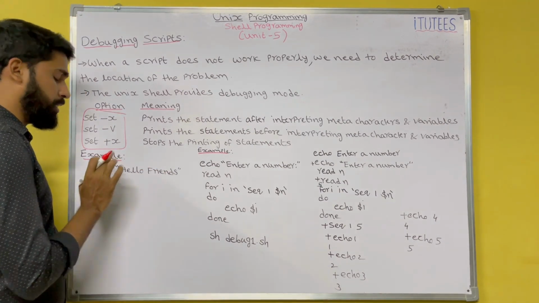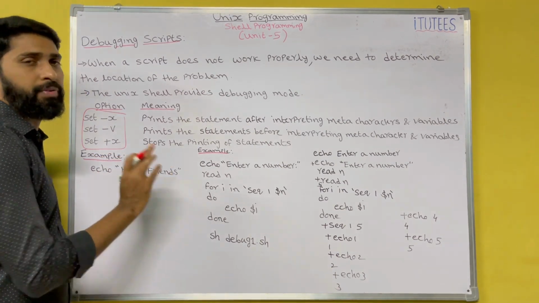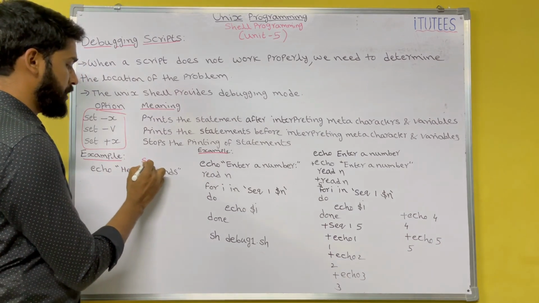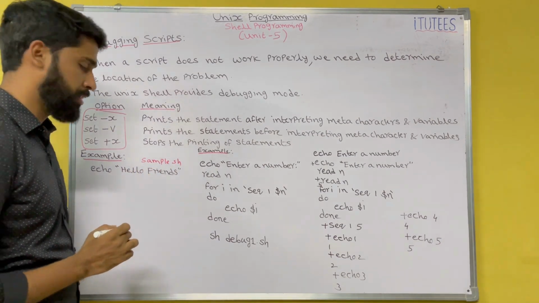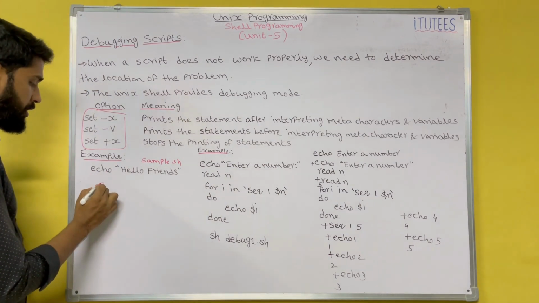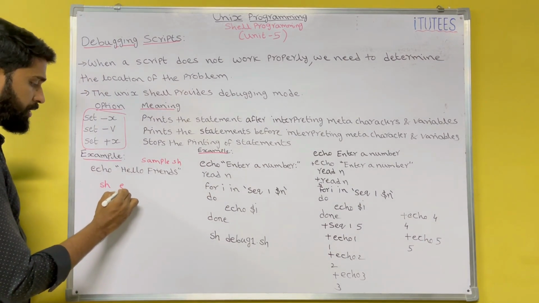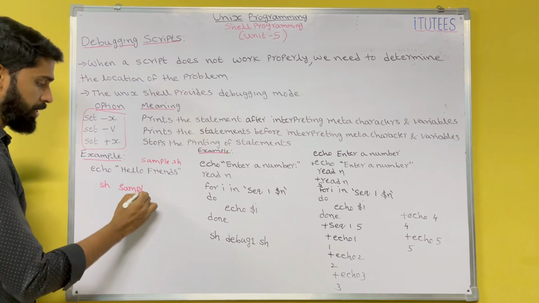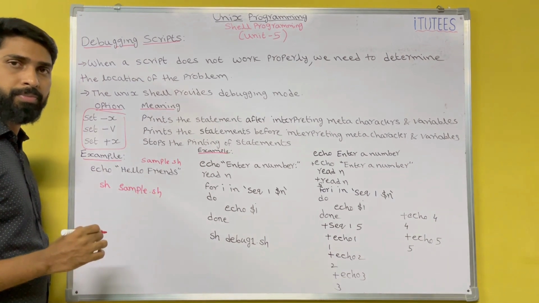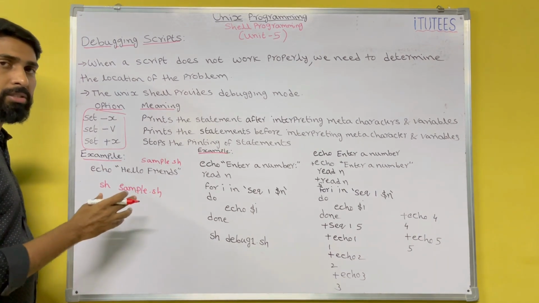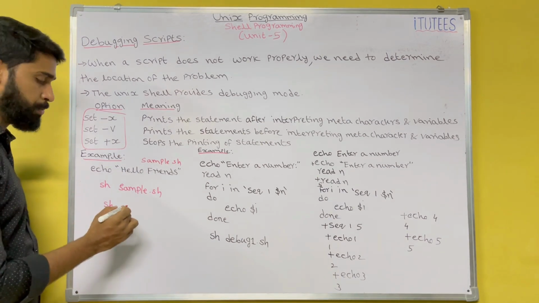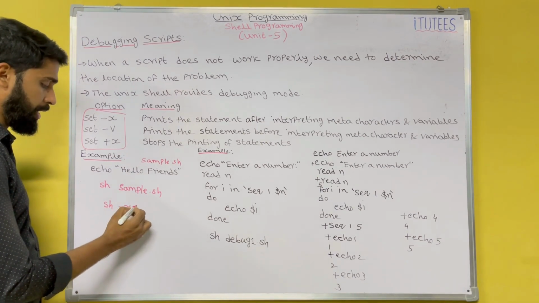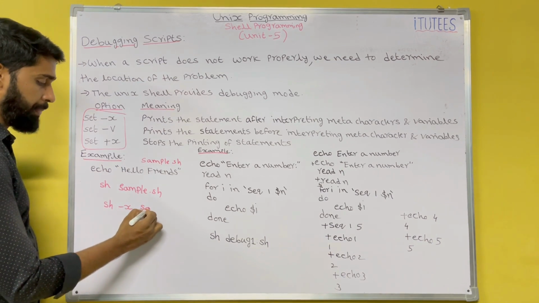Let us assume this is the program, echo hello friends. This is sample.sh. Now I execute this program like this: sh sample.sh. So normally we execute like this. When you are going to debug, you can execute like this: sh -x sample.sh.